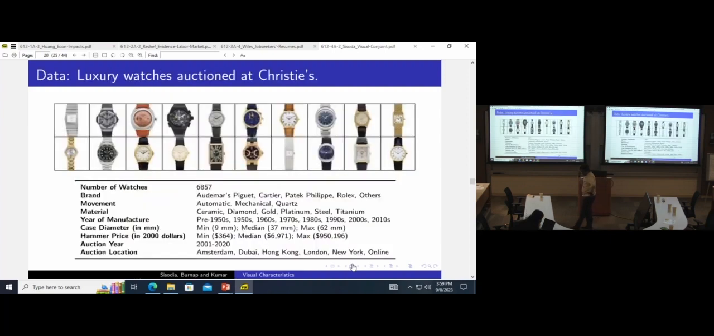Like I said, the dataset that we used was of luxury watches auctioned at Christie's. We had the brand associated with each watch, the movement, material, where it was manufactured, where it was auctioned, the price that was fetched at the auction, etc. These served as our supervisory signals. And I want to emphasize that a priori we did not have a hypothesis over which signal would work better. So we wanted to try out all of them as well as combinations of them.